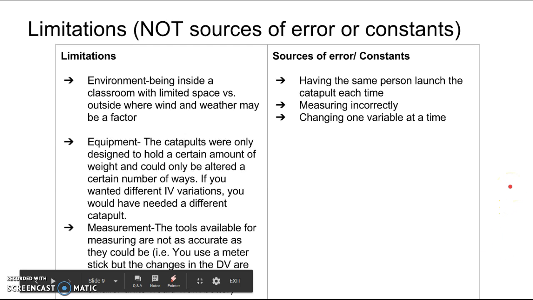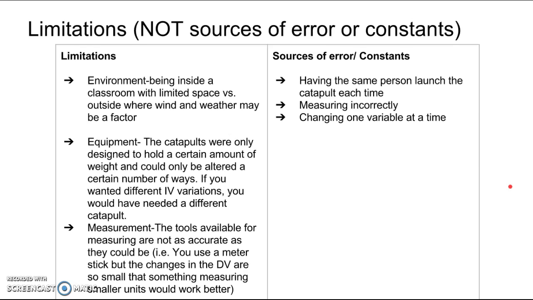All right, the final thing, and this is something that some of you are getting better at. Some people are still naming sources of error and constants instead of limitations. So I just really quickly wanted to go over what the difference is.